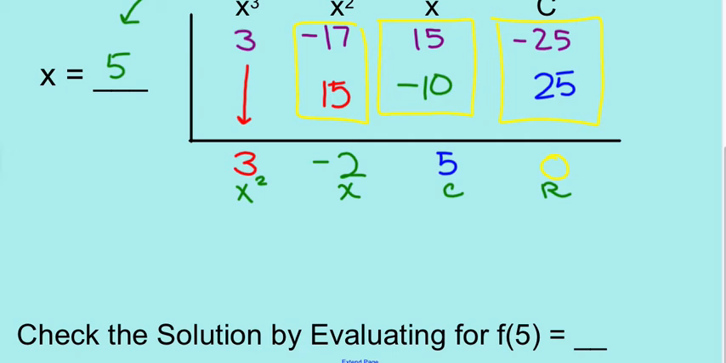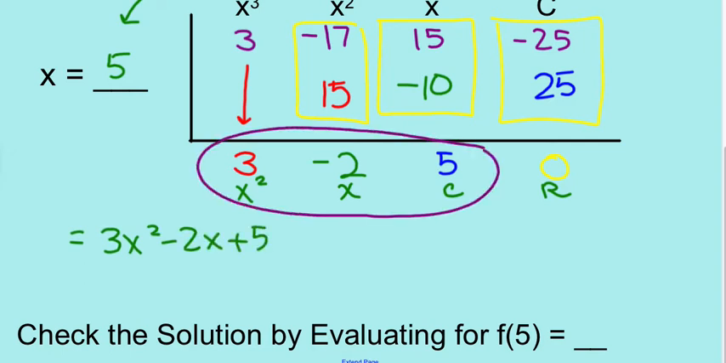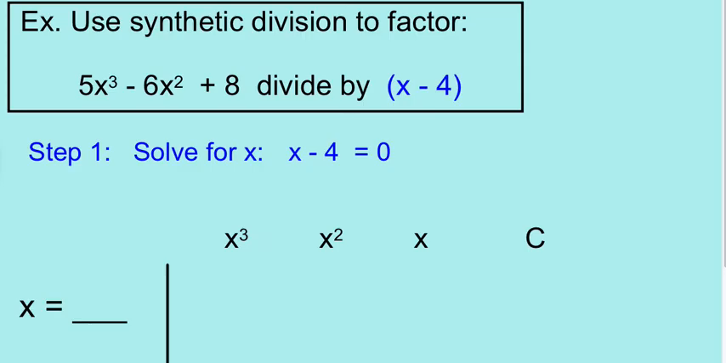So your answer then is 3x squared minus 2x plus 5. This is your answer. That last number is your remainder. You could check the solution if you wanted to by evaluating it for 5. I don't recommend it, but you can if you want. So let's practice doing another one.